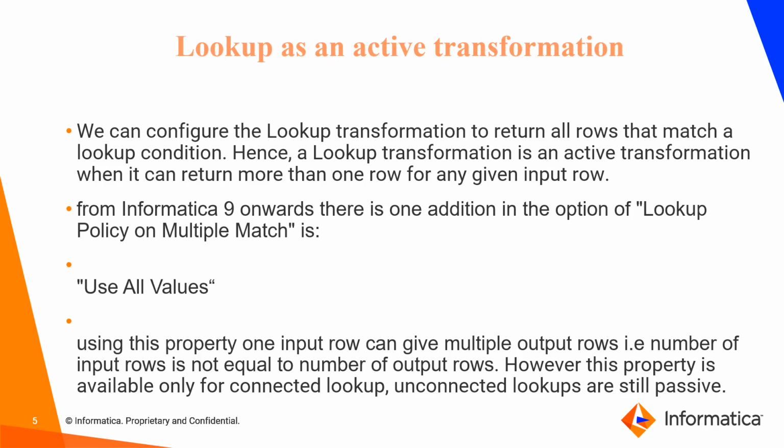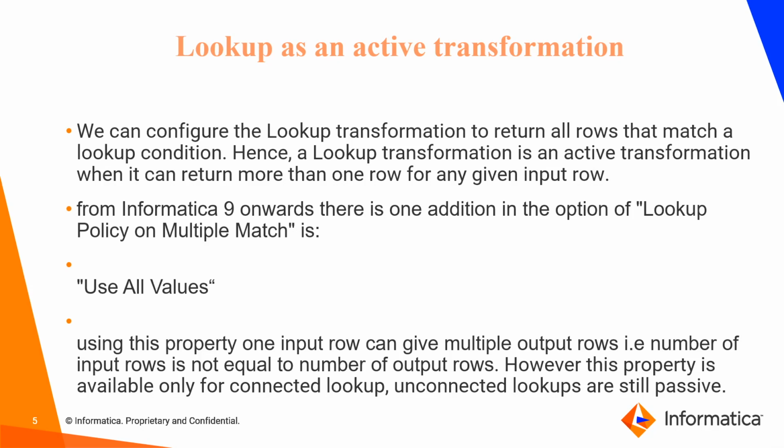Now let's move to our next topic, that is how to configure lookup as an active transformation. Earlier, we configured lookup to return only a single row that was matching that lookup condition. Now we'll configure lookup in such a way that it will return all the rows that match a lookup condition. Hence a lookup transformation is active, where it can return more than one row. In passive, it was returning just a single row, and here it will return more than one row for any given input.